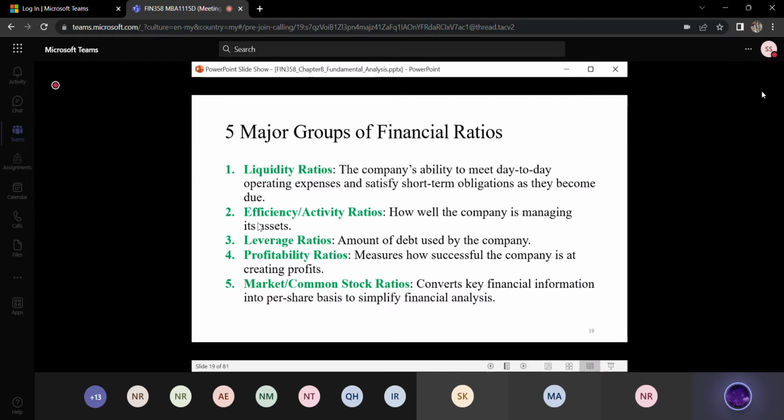Number 2, we have efficiency or activity ratio, how well the company is managing its assets. Number 3, leverage ratio, the amount of debt used by the company. Number 4, profitability ratio, which measures how successful the company is at creating profit. Number 5, market or common stock ratio, which converts key financial information into per share basis to simplify financial analysis. Normally number 5 is used by investors.